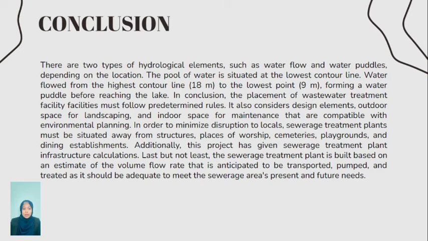It also considers design elements, outdoor space for landscaping and indoor space for maintenance that are compatible with environmental planning. In order to minimize dispersion, local sewage treatment plants must be situated away from structures, places of worship, cemeteries, playgrounds, and dining establishments. Additionally, this project has given sewage treatment plant infrastructure calculation. Also, the sewage treatment plant is built based on estimate of the volume flow rate that is anticipated to be transported, pumped, and treated as it should be adequate to meet the sewage area's present and future needs.